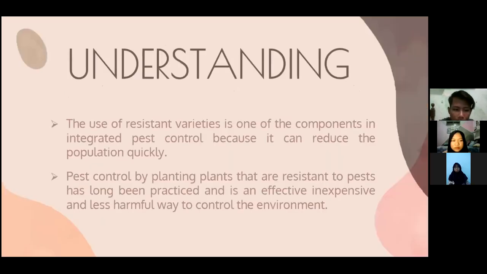Understanding. The use of resistant varieties is one of the components in integrated pest control because it can reduce the population quickly. Pest control by planting plants that are resistant to pests has long been practiced and is an effective, inexpensive, and less harmful way to control pests and the environment.